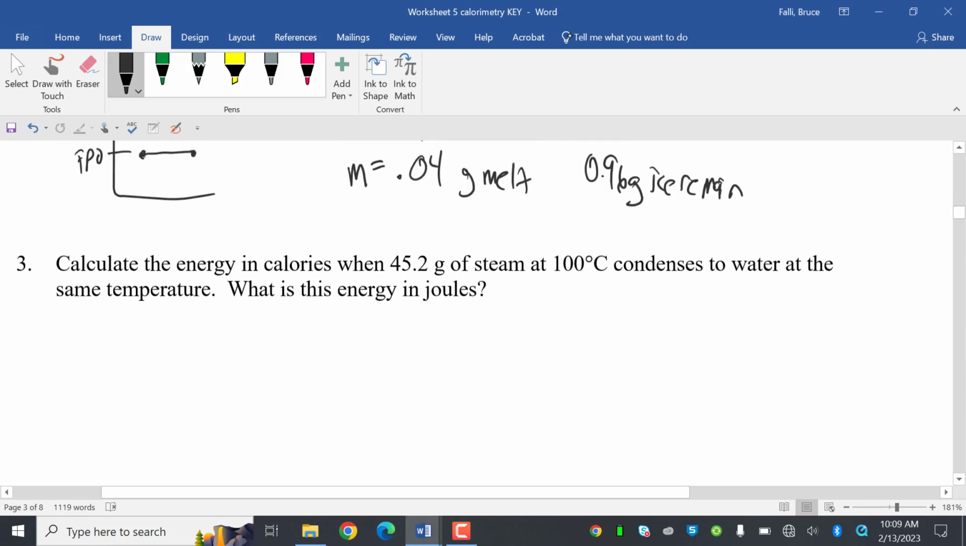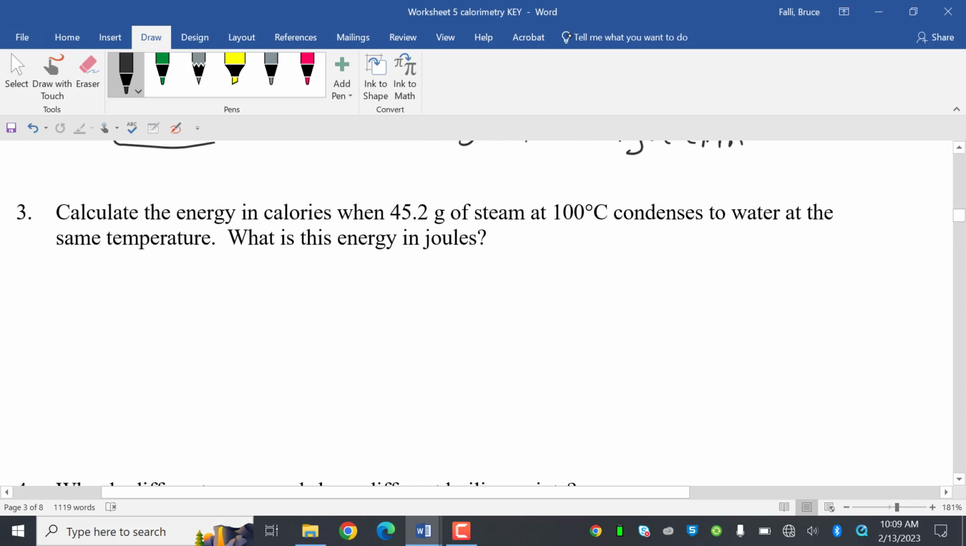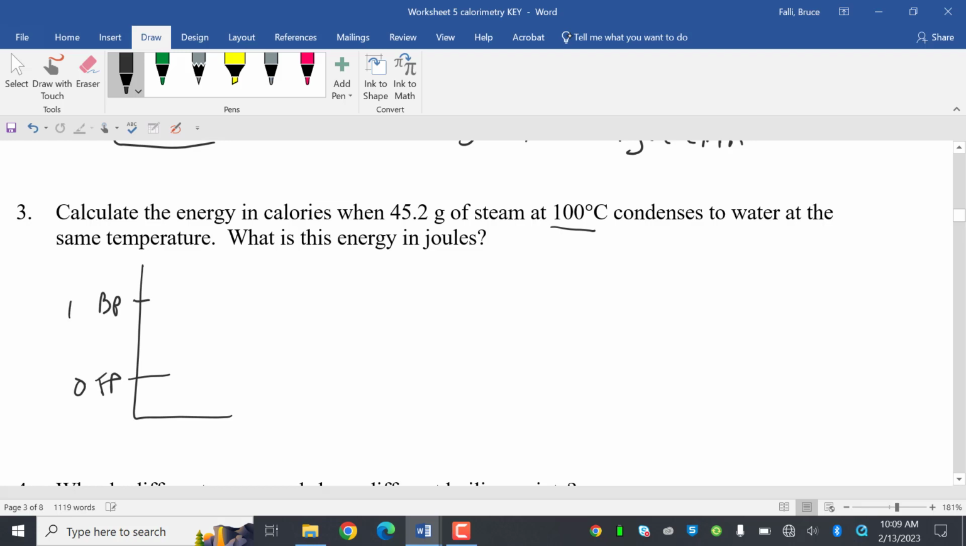All right, so calculate the energy in calories when 45.2 grams of steam at 100, that's the boiling point, condenses to water at the same temperature. So again, notice this is no temperature change. So my freezing point, which is 0, my boiling point, which is 100. I don't change temperature. I just go from steam. It doesn't really matter which direction it goes, but I'm just pointing out that it goes this way. Condenses to water.